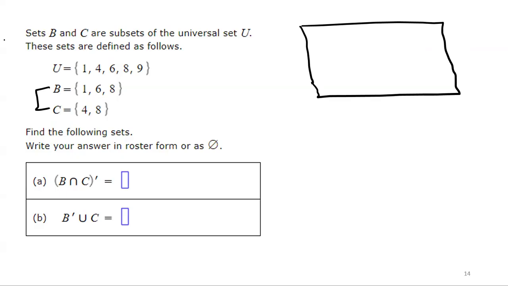Yes, right? They have 8 in common. So automatically, I'm going to have two circles, and I'm going to overlap them together. Why am I overlapping them? Because I noticed that B and C have 8 in common.